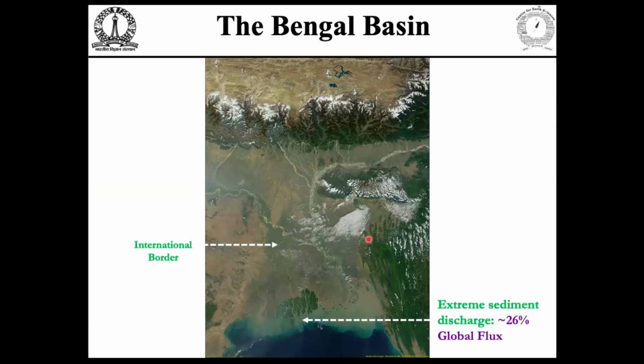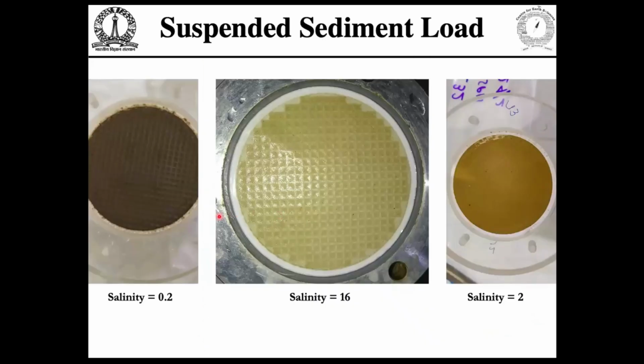We had already talked about this. We have a river which is carrying around 4% of global discharge in terms of water and 26% of sediment discharge globally. Now, this sediment undergoes a large change while it's being transported through the estuary. You don't need to chemically analyze it.